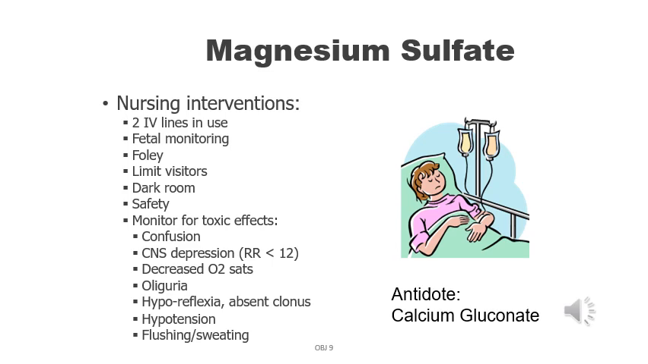You want to monitor her for toxic effects of the mag sulfate, which would be confusion, CNS depression like respiratory rate of less than 12, decreased O2 sats, oliguria, hyporeflexia, absent clonus, which we don't really want clonus to be there, hypotension, flushing, and sweating. And remember, the antidote for mag sulfate is calcium gluconate.